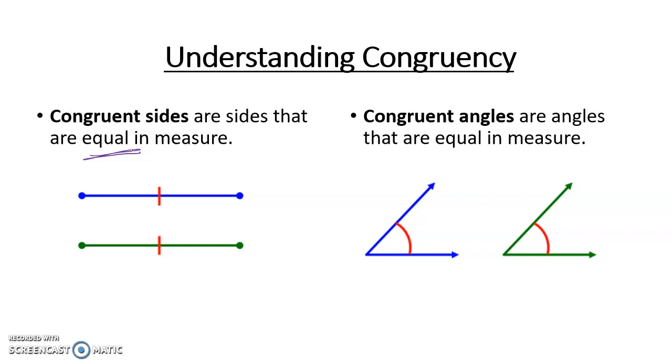When we're looking at congruent sides, we usually use this little tick mark symbol to show that they are congruent. If there was another side, we would use 2. If there was another, we would use 3, and so on.